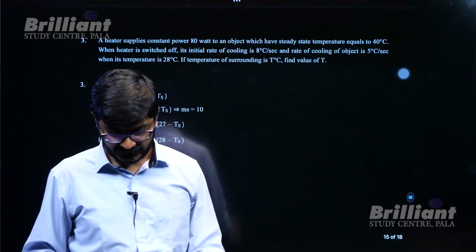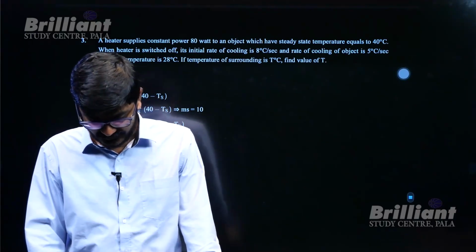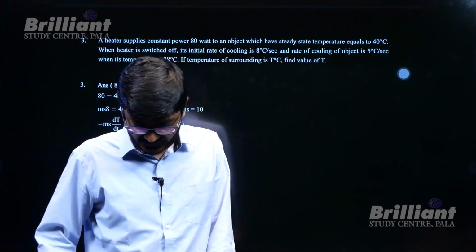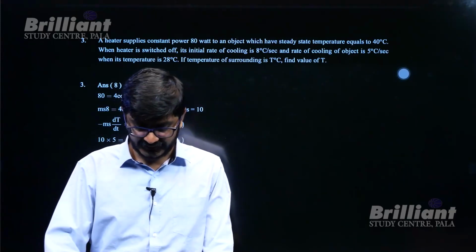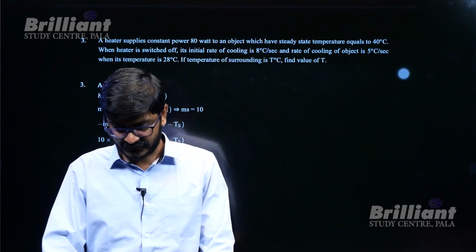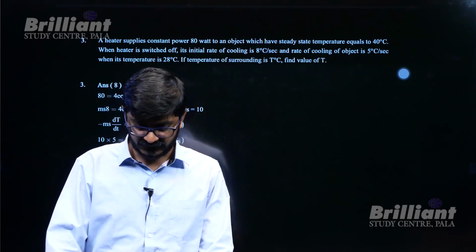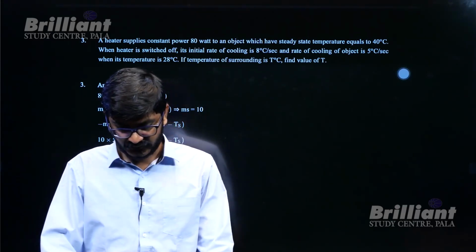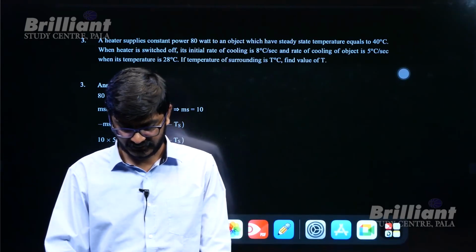A heater supplies constant power 80 watt to an object which has a steady state temperature equal to 40 degrees Celsius. When the heater is switched off, the initial rate of cooling is 8 degrees Celsius per second, and the rate of cooling of the object is 5 when the temperature is 28. If the temperature of the surrounding is T, find the value of T.